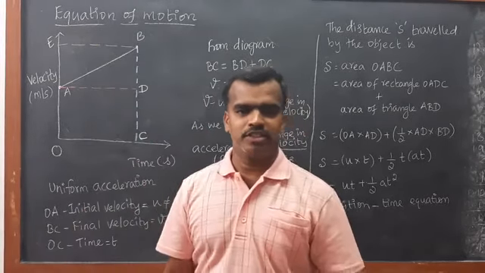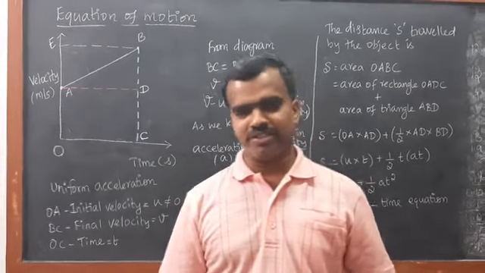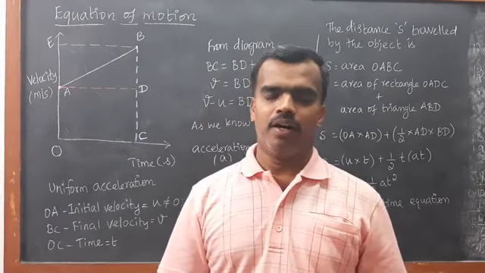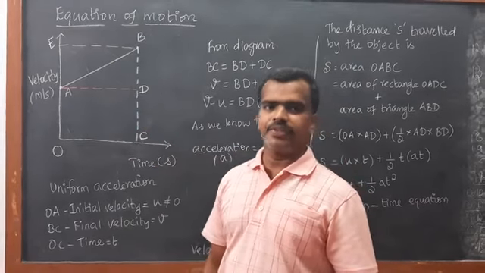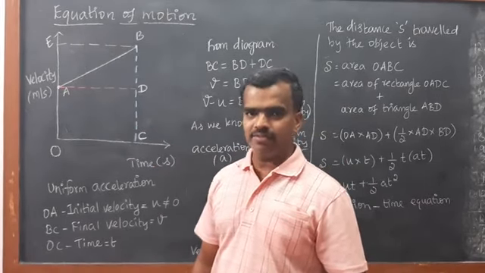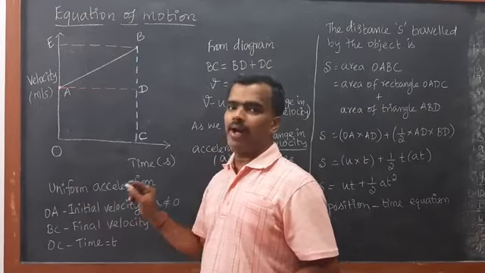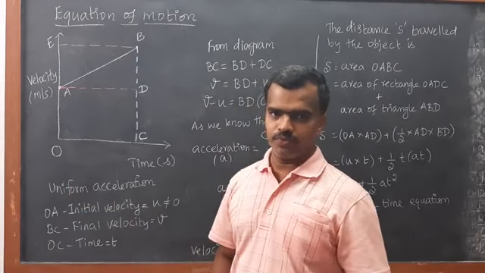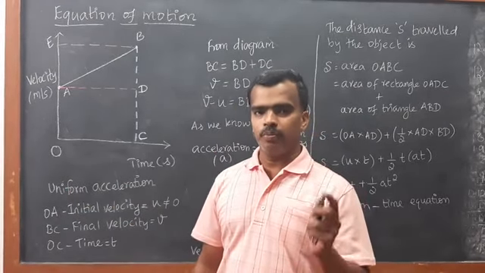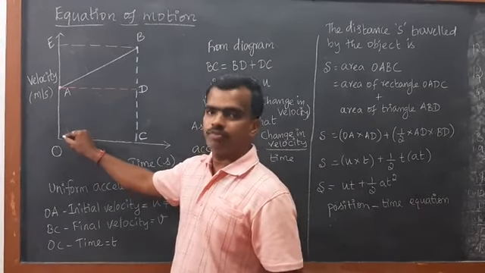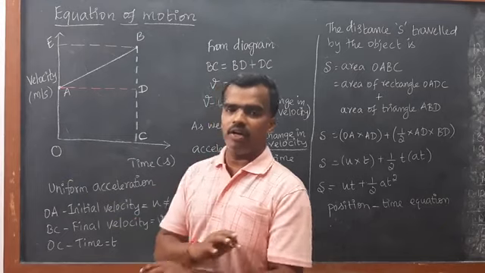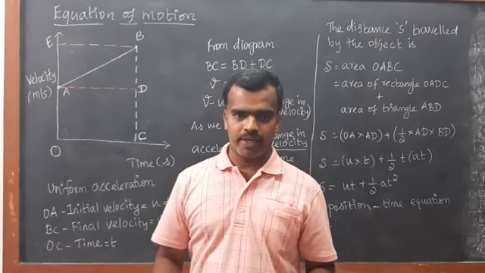Here we are going to discuss the equations of motion, right? Okay. So here I have drawn one graph. That graph is a uniform acceleration graph, right? So here you made the first mistake: you start the graph from the origin point. It's not like that. Okay.